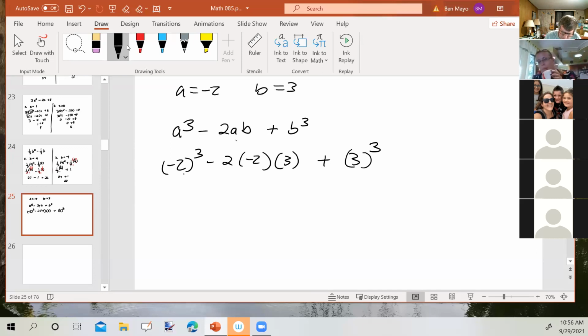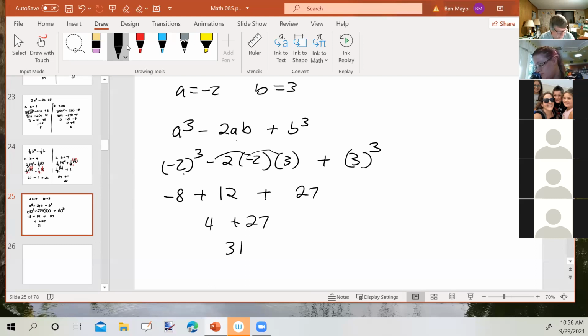Okay. Exponents first. -2 times -2 times -2 is -8. Negative times negative is positive times positive is positive. 2 times 2 is 4 times 3 is 12. So -2 times -2 times 3 is positive 12 plus 3 cubed is 27. -8 plus 12 is 4. 4 plus 27 is 31. Any questions about that example? All right.